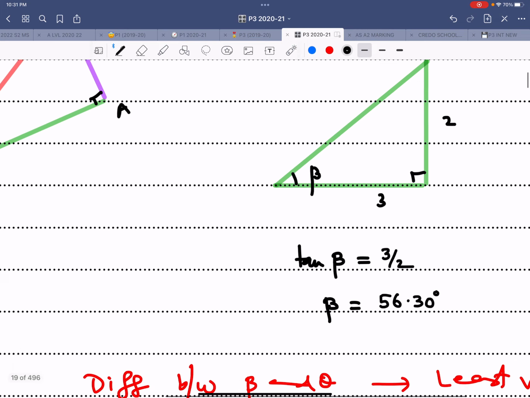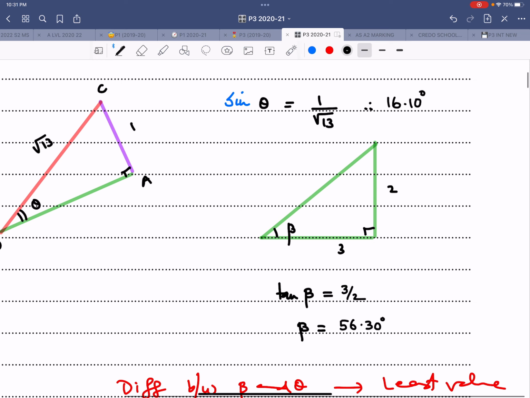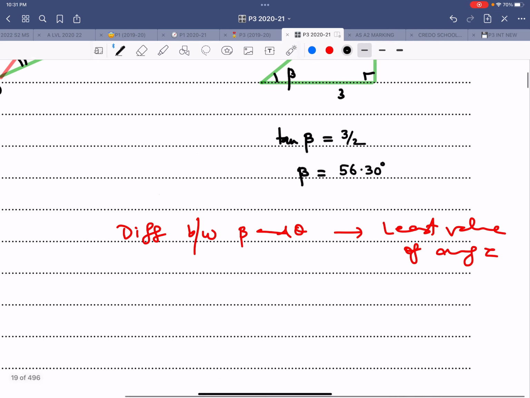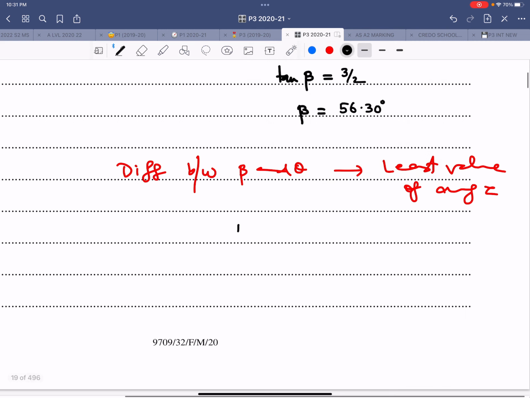Now take out the difference, 56.3 minus 16.10. So that is 40.2 degrees. So the answer is 40.2 degrees. That is the least value of argument of z.